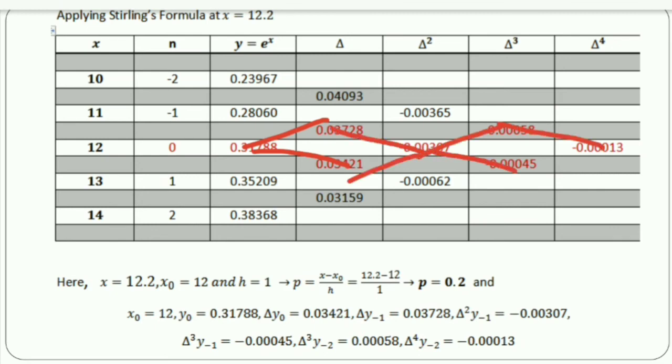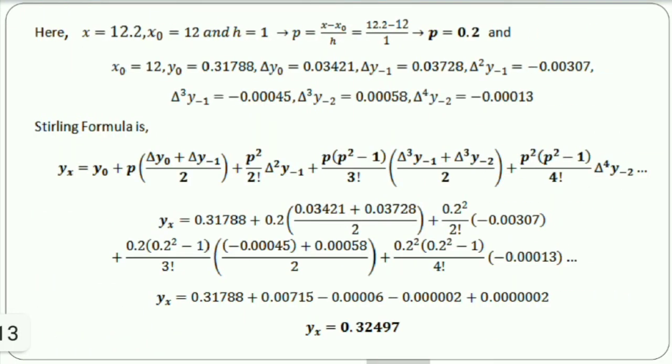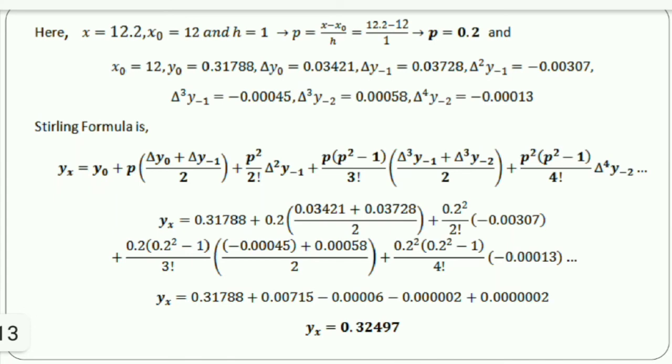Just remember this pattern and you will get all the values. No need to mug up what del square y minus 1 is, or what del cube y minus 1 is. Just follow this pattern with respect to y naught and you will get your answer. So we take the values for the different y values. After that we will put all these values in the given formula. So this is my Stirling's formula, and these are all the values I have.